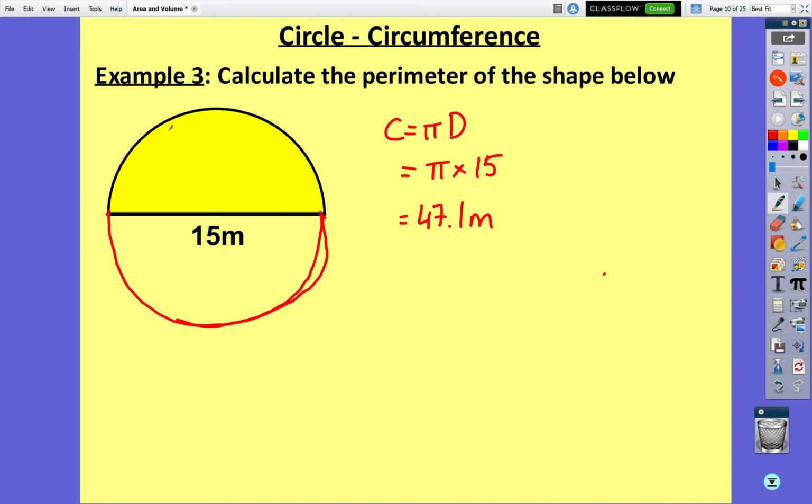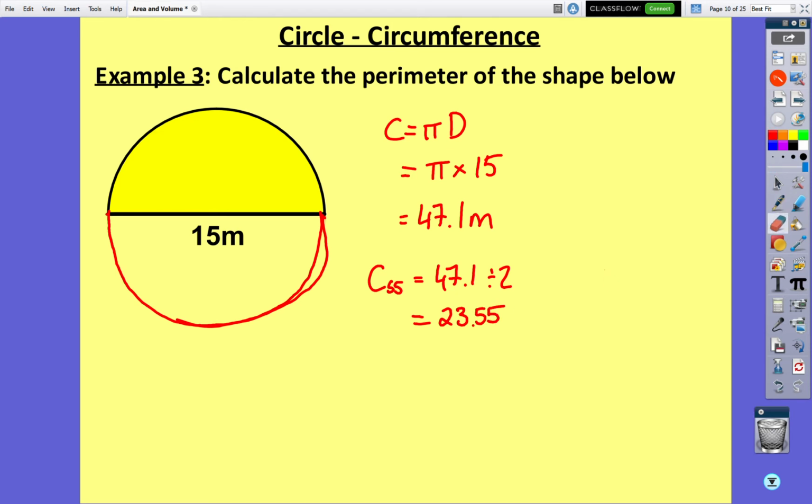Now that's a semicircle, it's exactly half of a circle. So C, and I'll go SC, semicircle, is 47.1 divided by 2, because it's half of it. So 47.1 divided by 2 is 23.55.